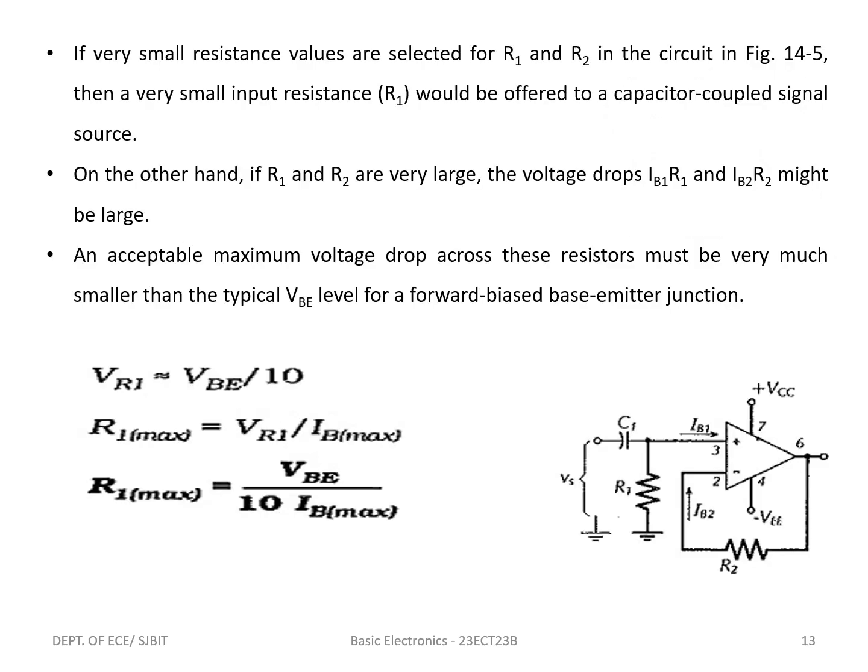If very small resistance values are selected for R1 and R2 in the circuit, then a very small input resistance would be offered to a capacitor coupled signal source. On the other hand, if R1 and R2 are very large, the voltage drops IB1 R1 and IB2 R2 might be large. An acceptable maximum voltage drop across these resistors must be very much smaller than the typical VBE level for a forward biased emitter junction. That is, VR1 equals VBE by 10.